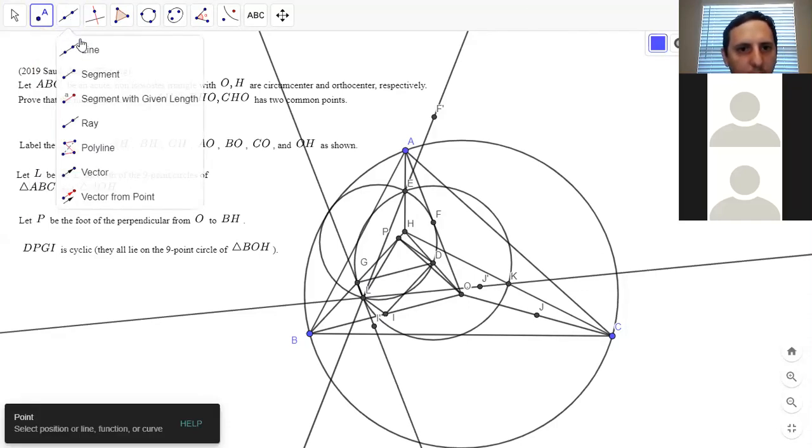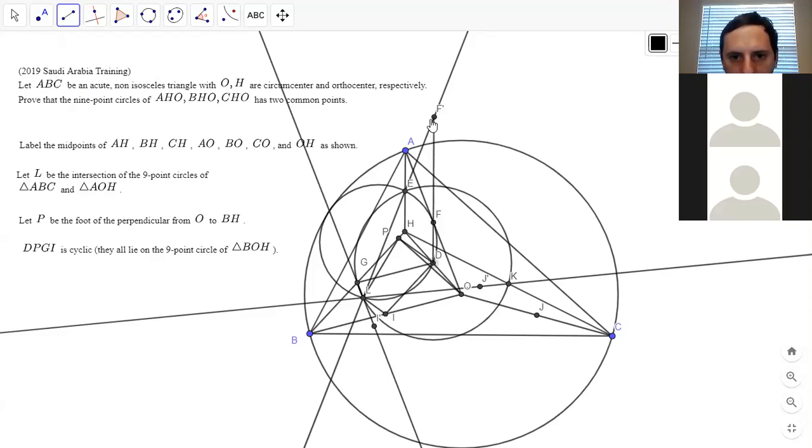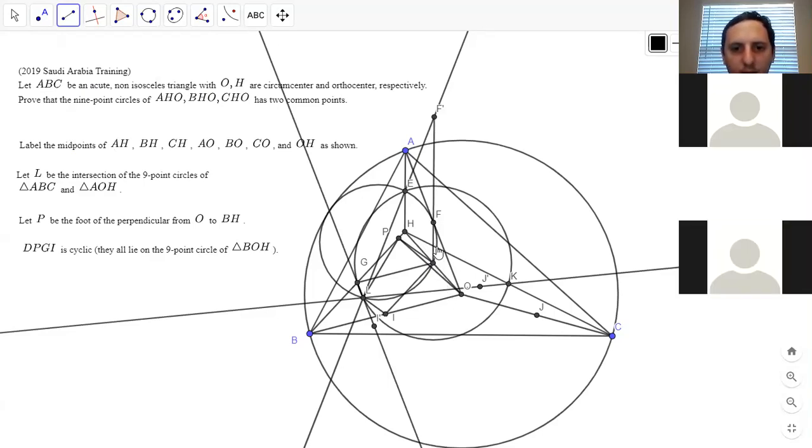So is there anything about F prime? Let's see. So D, F, and F prime are collinear. And DF is half of AH. So we have DF times DF prime is the radius of the circle squared. So basically AH times F prime D is going to be the radius squared. Interesting.